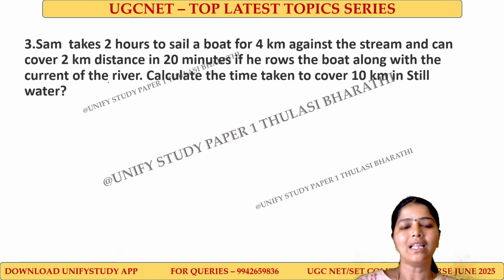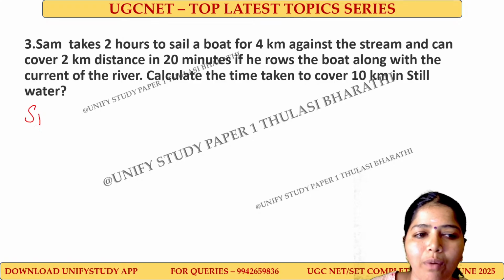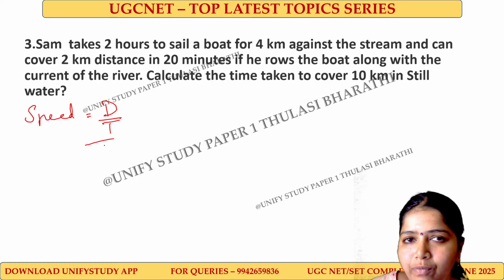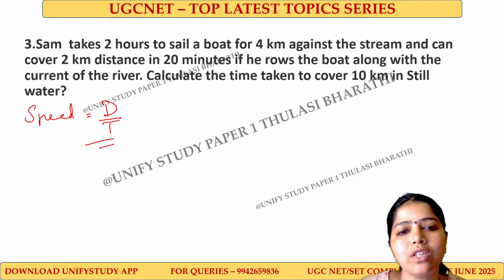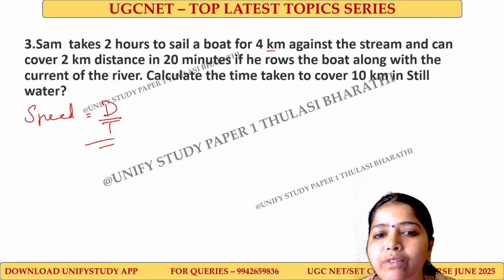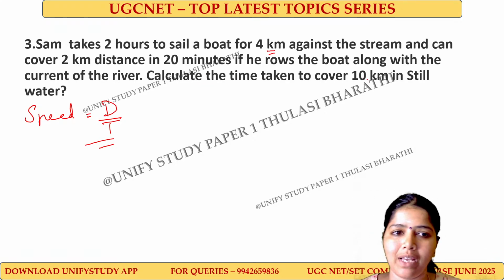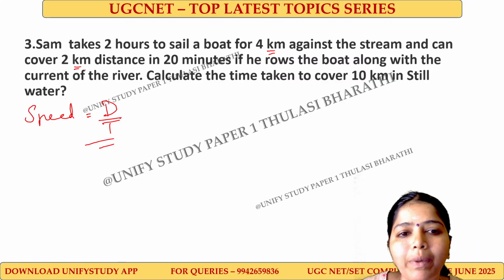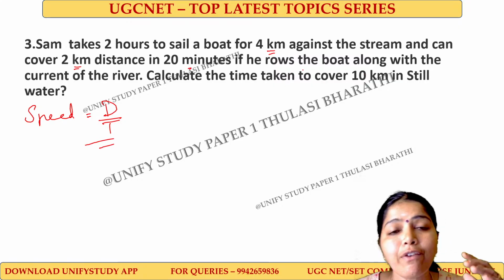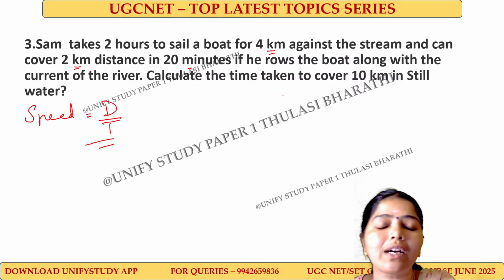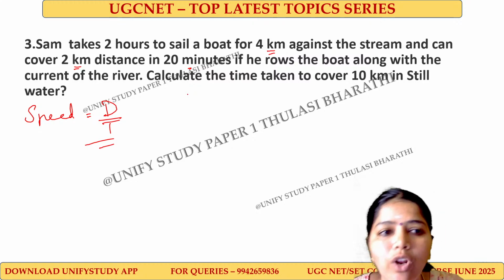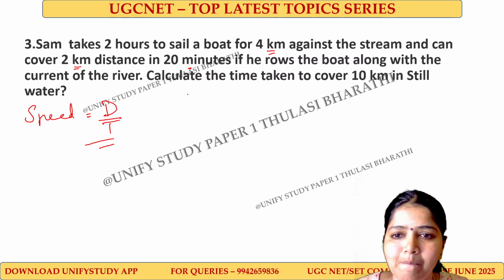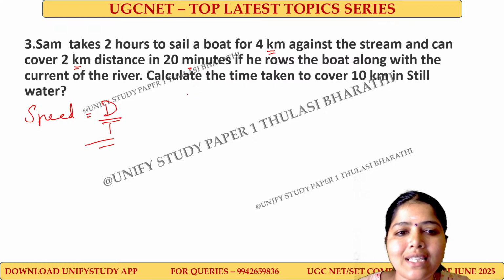Next question. This is a question where you have to use this formula. Keep it in mind. Speed is equal to distance divided by time. Sam takes 2 hours to sail a boat for 4 kilometers against a stream and cover 2 kilometer distance in 20 minutes. If he rows the boat along the current of the river, calculate the time taken to cover 20 kilometer in still water.